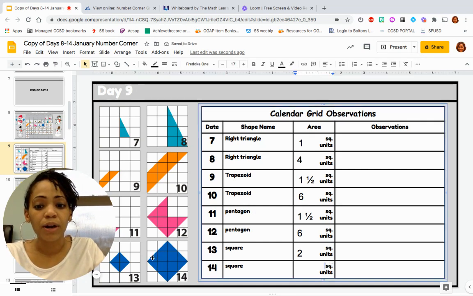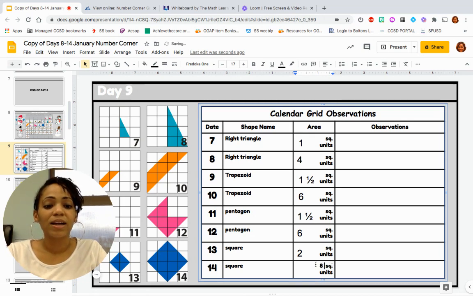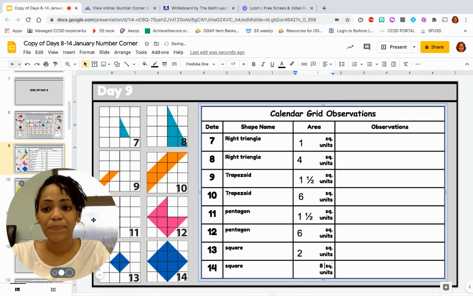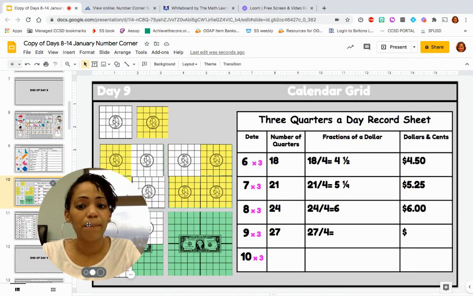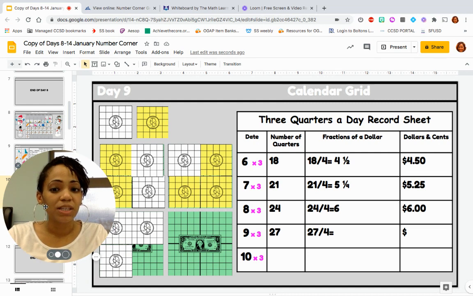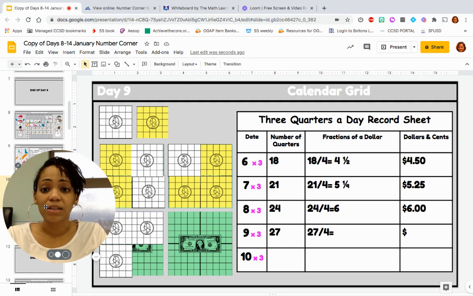1, 2, 3, 4. Half and a half is 5. Half and a half is 6. 7 and 8. So the area is 8 square units. Okay. Now we're going to do our calendar collector, and that's where we're going to spend the bulk of our time today, which is talking about what we observed or what we are observing through our calendar collector.